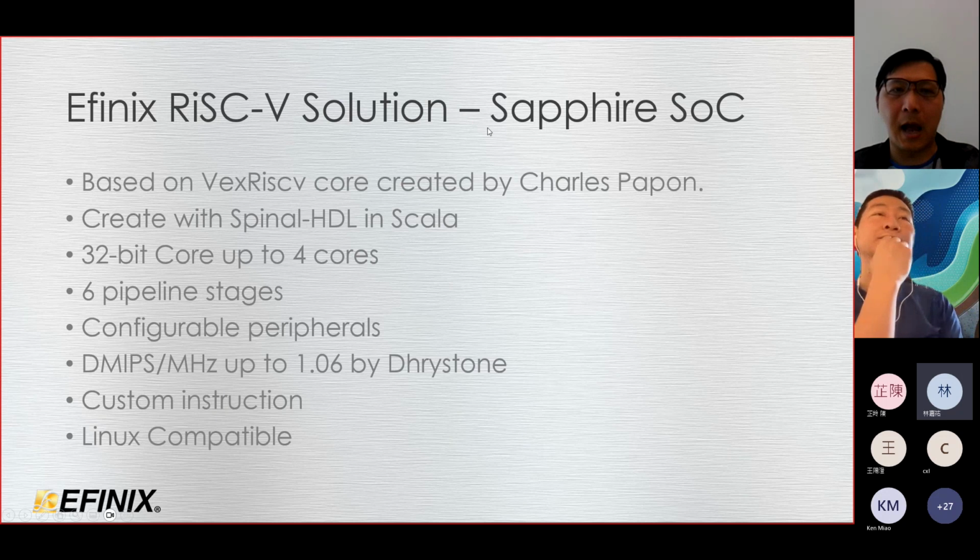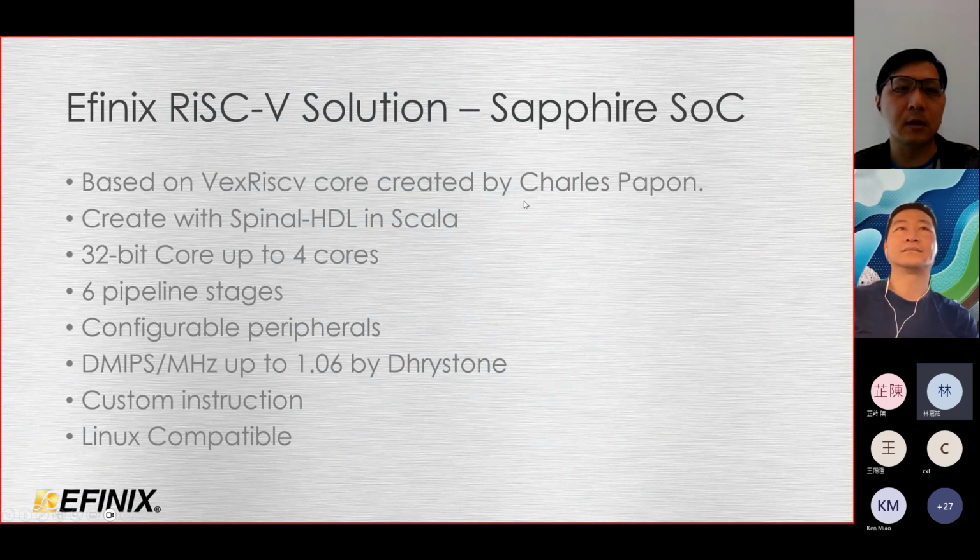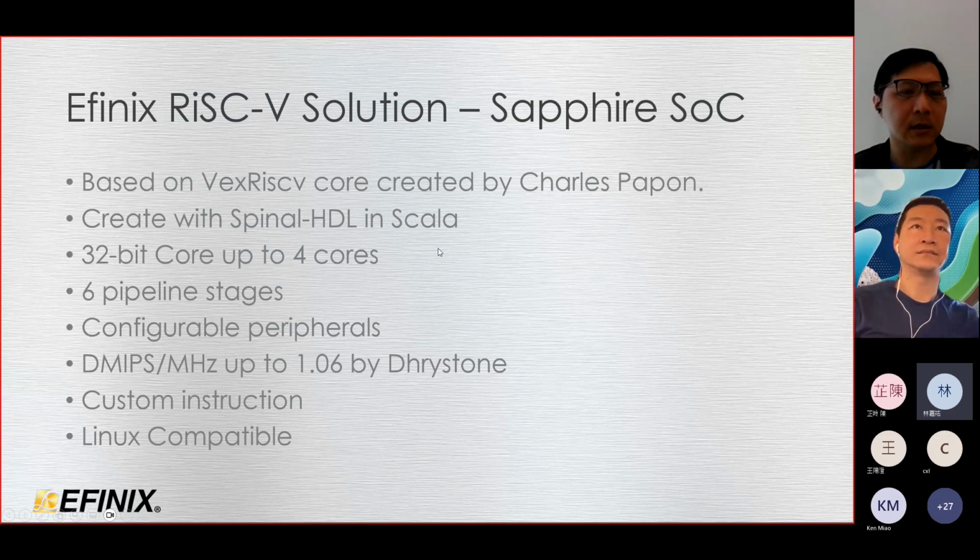The first part is our RISC-V solution called Sapphire SoC. It is based on the VexRiscv RISC-V core, which was created by Charles. He is a famous engineer in Europe, developing this RISC-V architecture, and he even got some rewards for this architecture. This core is created from SpinalHDL in Scala. The features of this RISC-V will be as follows.